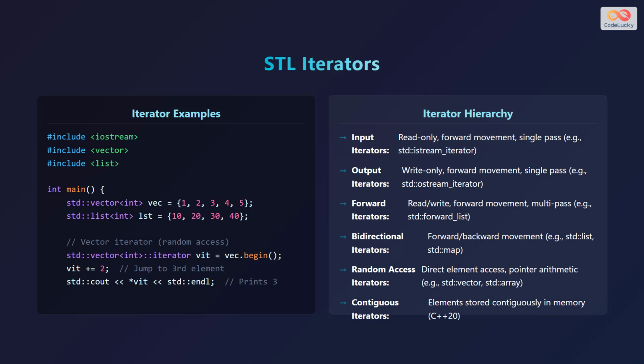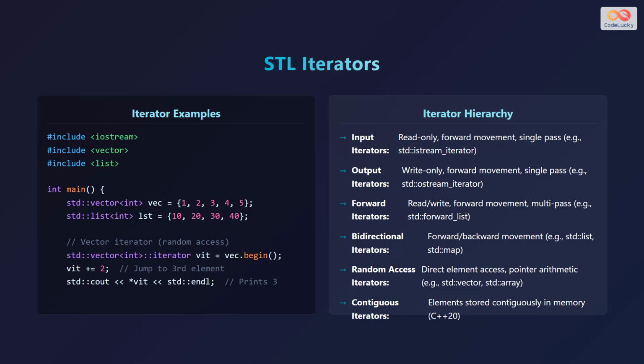The iterator is then advanced by 2 positions using the += operator, so it now points to the third element in the vector. The value pointed to by the iterator is printed to the console, which will output the value 3. Similarly, a list iterator lit is declared and initialized to the beginning of the list using list.begin. The iterator is advanced to the next element using the increment operator, so it now points to the second element in the list. The value pointed to by the iterator is printed to the console, which will output the value 20.